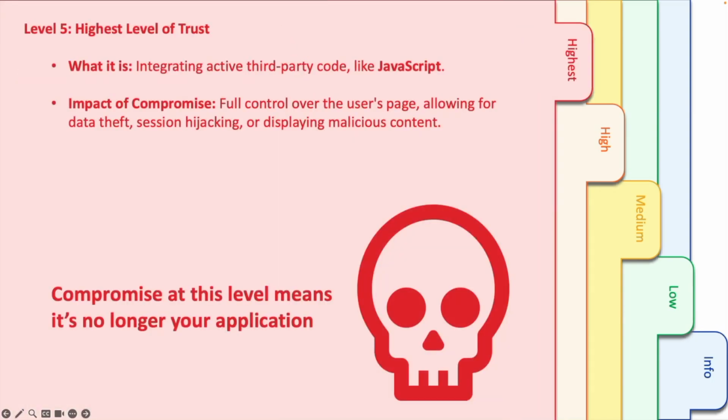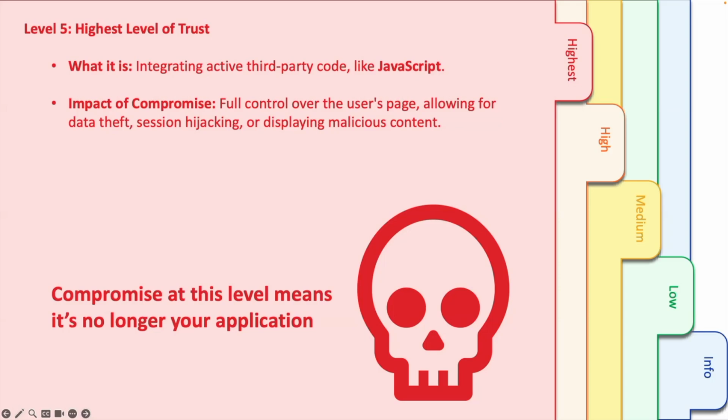And then finally, we have the highest level of trust. So this is where there is third-party code like JavaScript interacting directly within the application. The impact of this is full compromise. There's full control over the user's page, allowing for data theft, session hijacking, or displaying malicious content. Compromise at this level means it's no longer your application. And there's some examples here I can talk through on this.